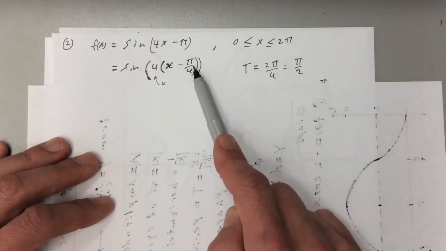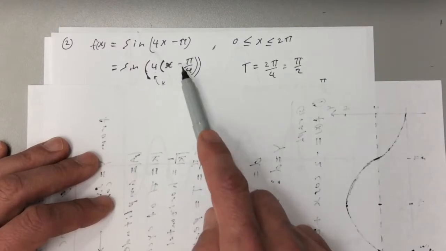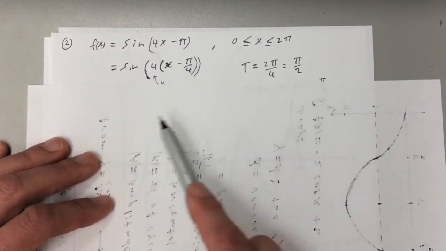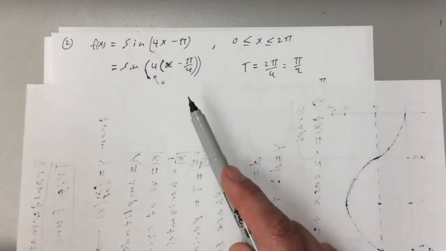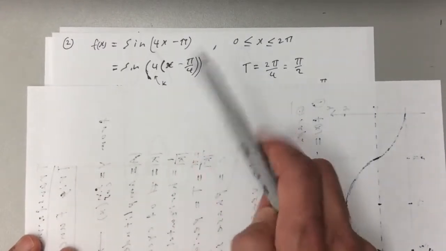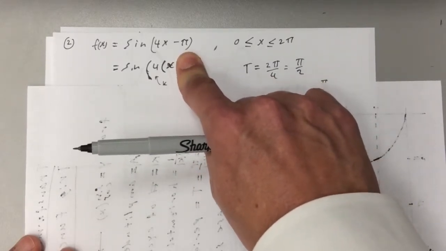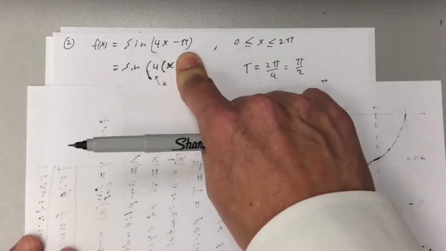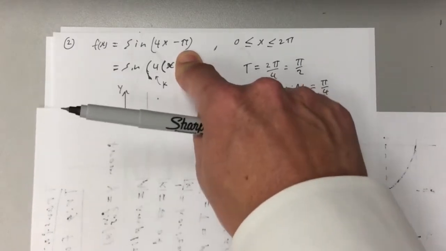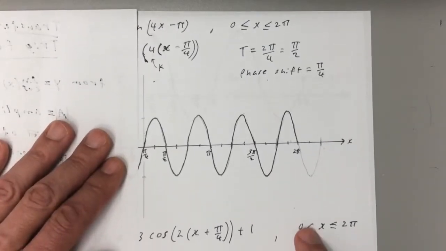And then the pi over 4 is a horizontal shift. It's a horizontal translation, or the phase shift. So it's going to be moving to the right, pi over 4, the opposite of the negative here, opposite of this sign. So what I do to graph this, since I just have horizontal transformations, I'm going to ignore the pi over 4, and I'm just going to graph 4 cycles between 0 and 2 pi. If I do that, I'm going to get this graph here.